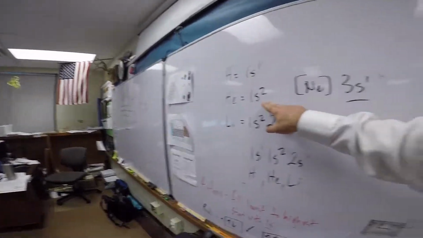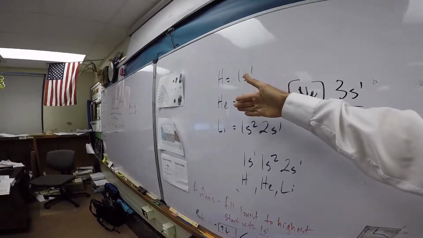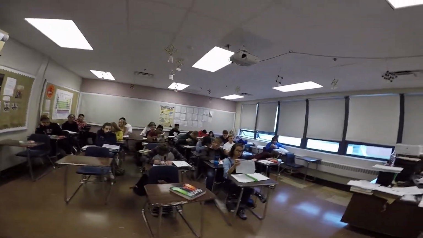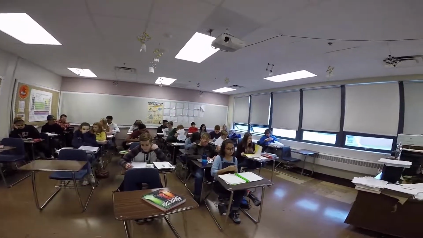So we have helium at 1s2, and then within helium, if you look in there, you're going to see what hydrogen's doing. You can see the electron following a similar pattern.